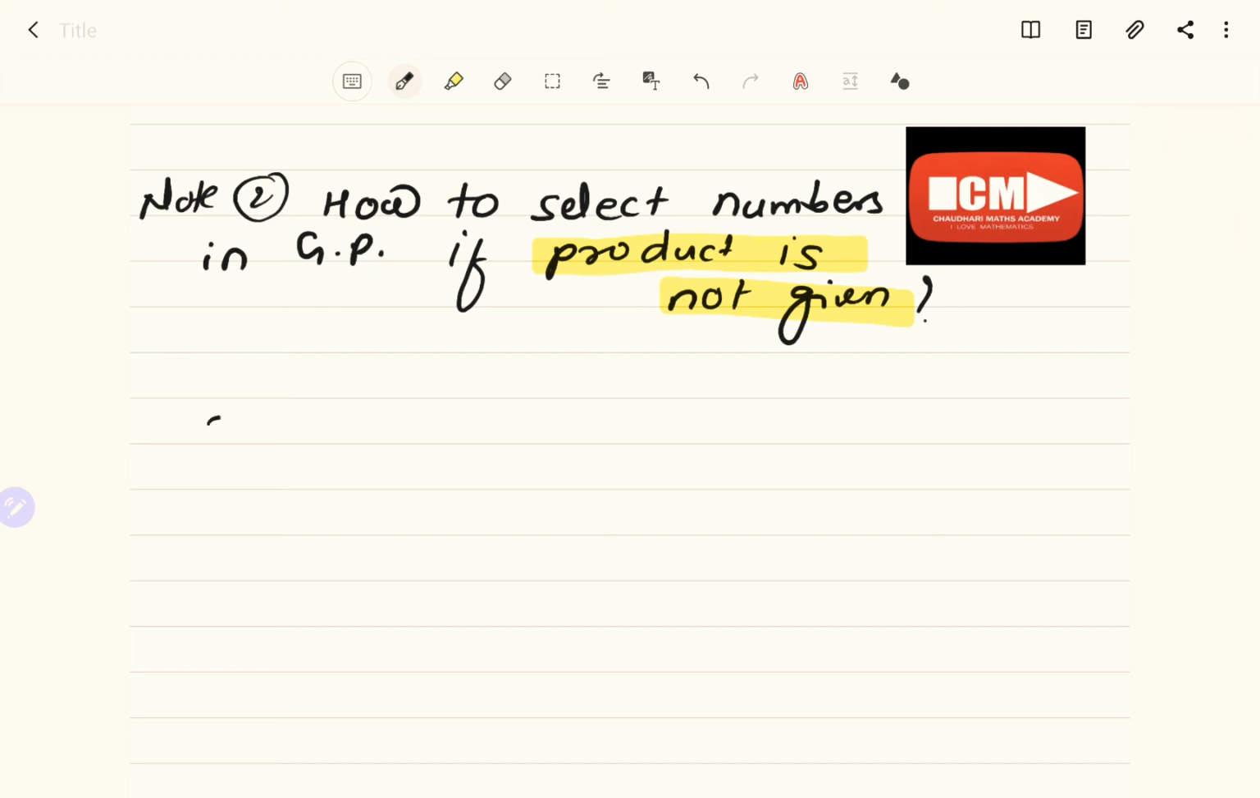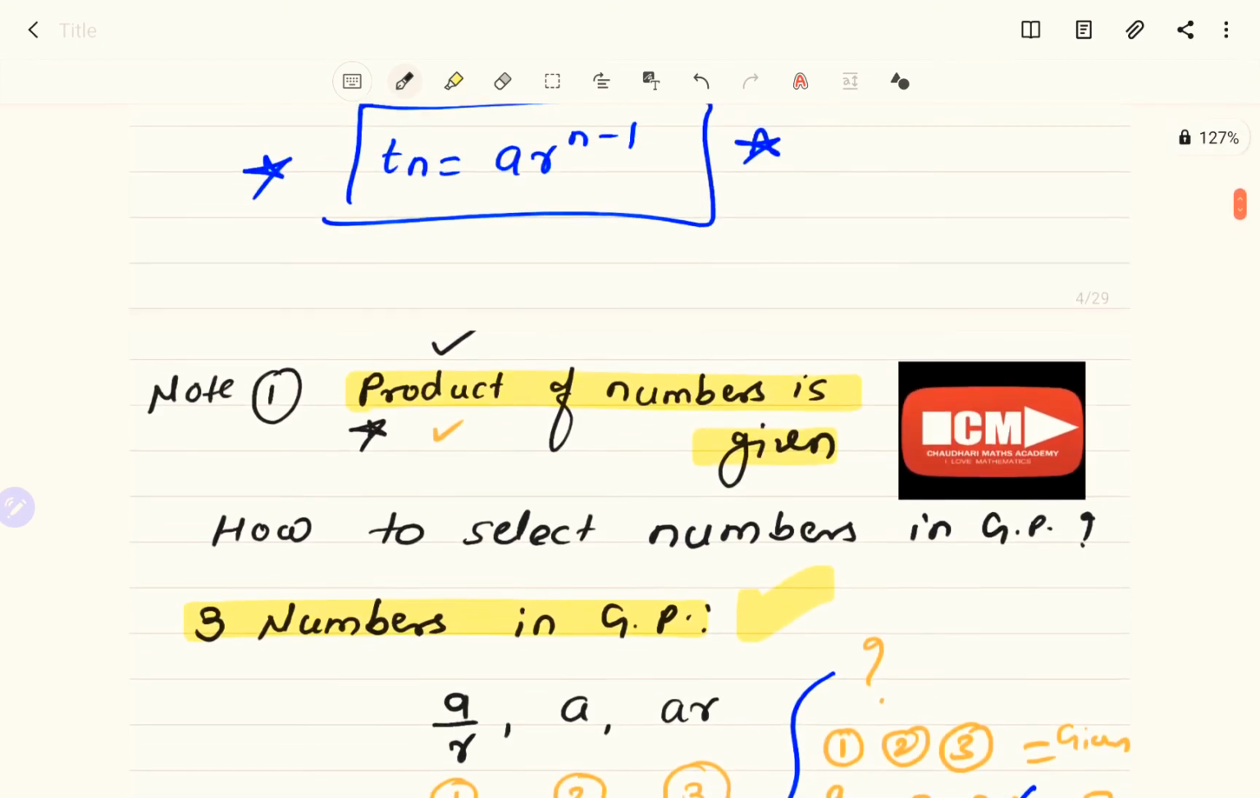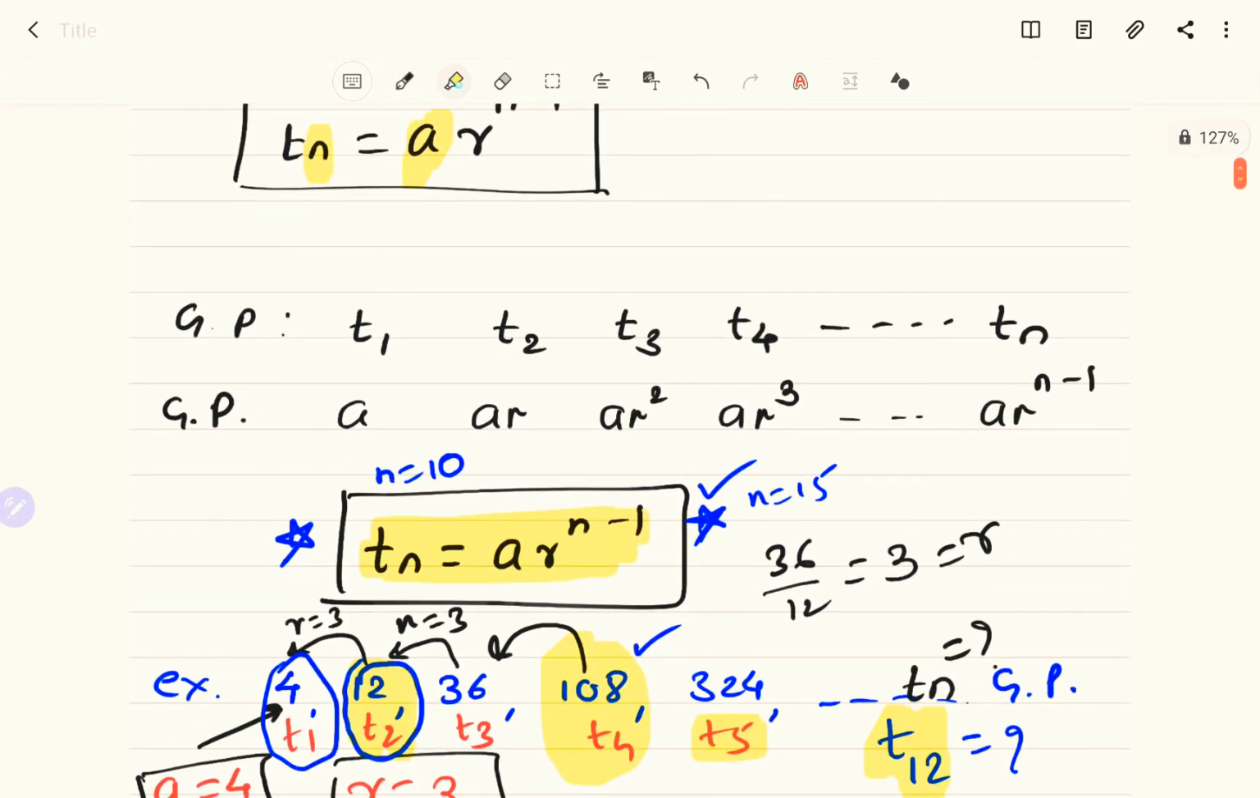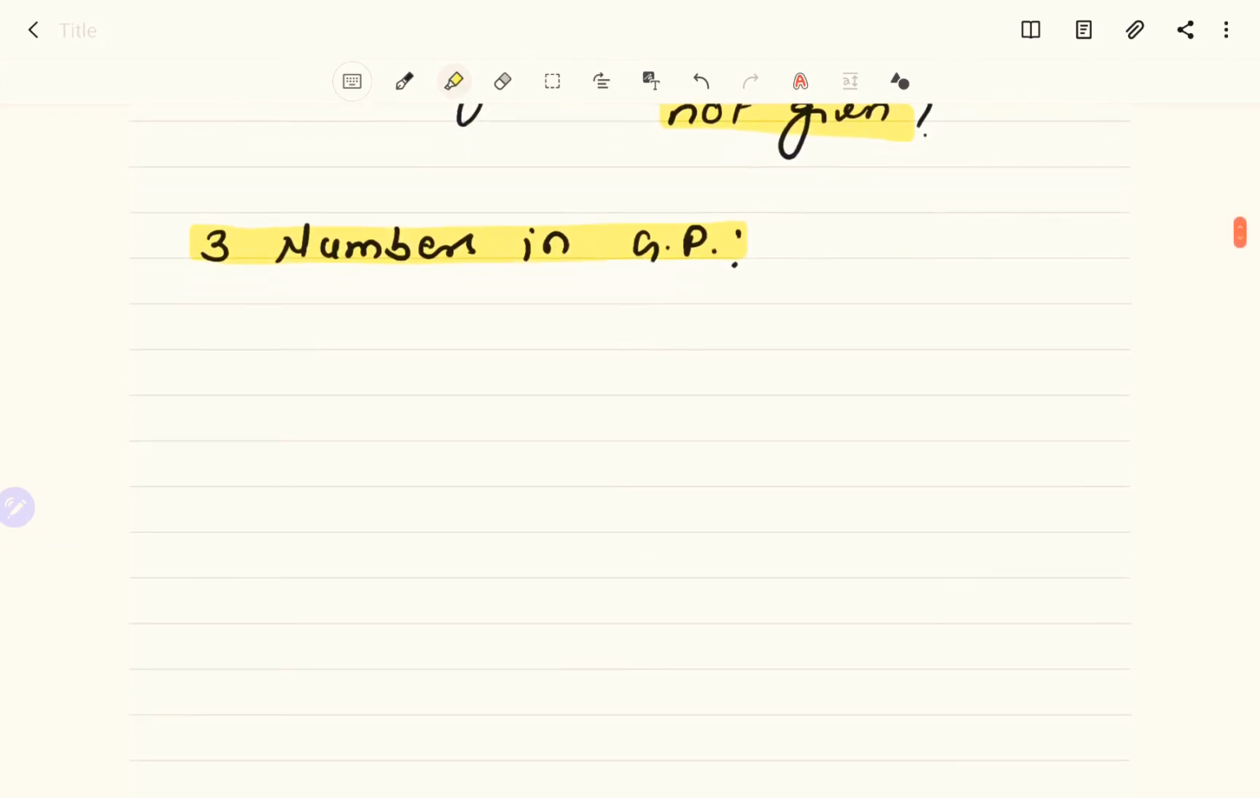So let's take a question on 3 numbers in GP. Let's say we want to select 3 numbers in geometric progression. Then the way that you have to select 3 numbers in GP is the ordinary way. We already discussed this important point. If a sequence is in GP, then in ordinary cases, select the first number as A, second number as AR, third number as AR square, fourth number as AR cube, and so on. So this is the trick that you have to use if the product of numbers is not given.